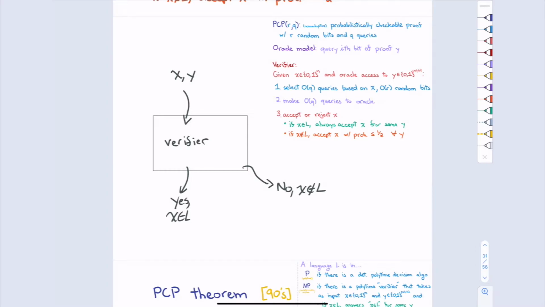What does Y indicate? Y is still acting as some kind of proof. But for this to work, Y probably needs to be very clever and compact so that just a few bits would suffice.